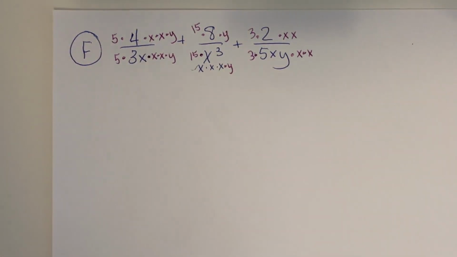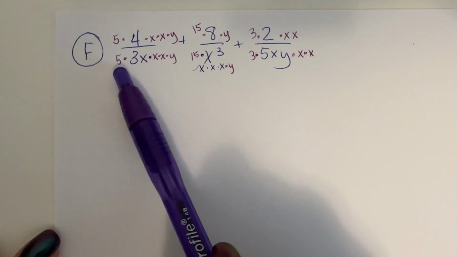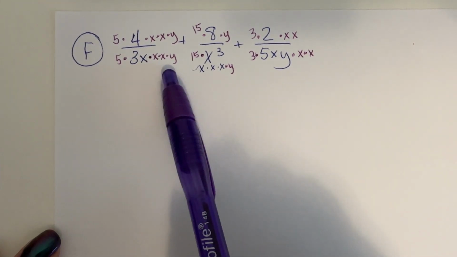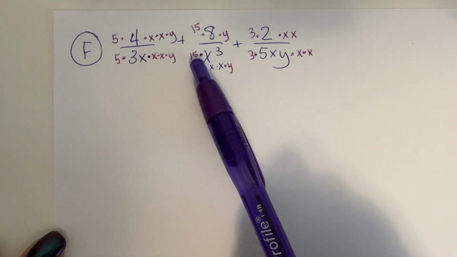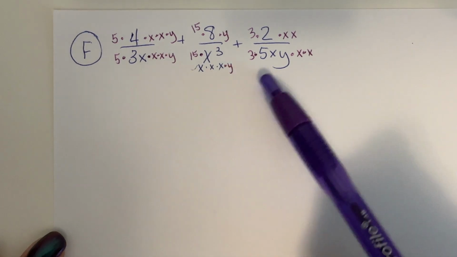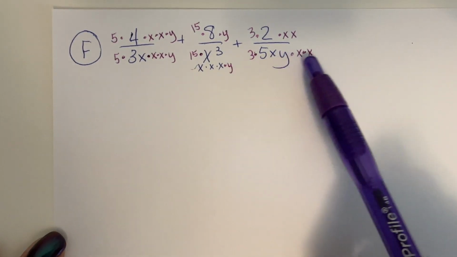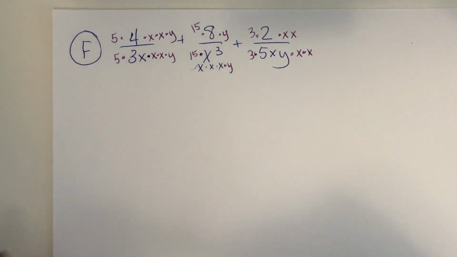Okay, so take a look at what you have here. The 5 and the 3 are there, 3 x's and a y. 5 and 3, 3 x's and a y. 5 and 3, 3 x's with a y in the middle, but 3 x's.